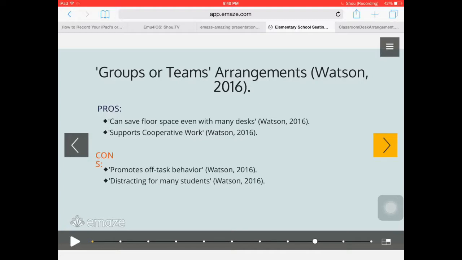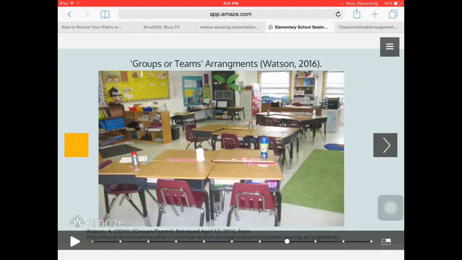Some cons, unfortunately, that she explains is that it does promote off-task behavior, and it also is a little distracting for many students, sometimes very distracting. I remember when I was young, this seating arrangement didn't work too well with me because I was pretty distracted already as it was. The students are faced towards each other, and if they're a little chatty, or even if they're not, they can start talking to each other, and just a foot away to the left or right is their peer, and if their peer is being distracting, that can definitely negatively affect the student next to them.